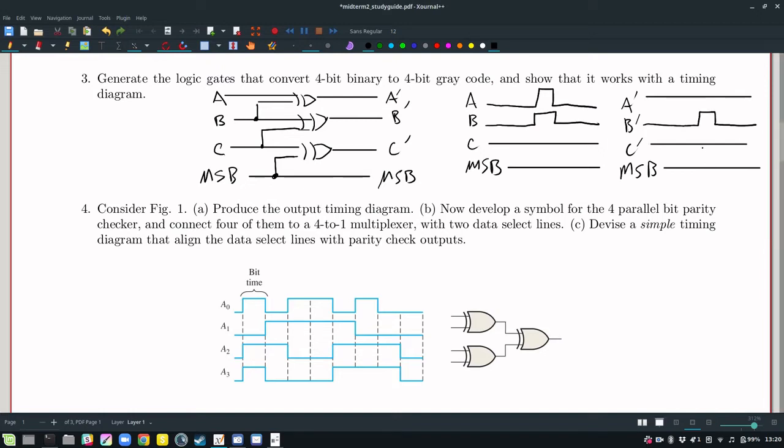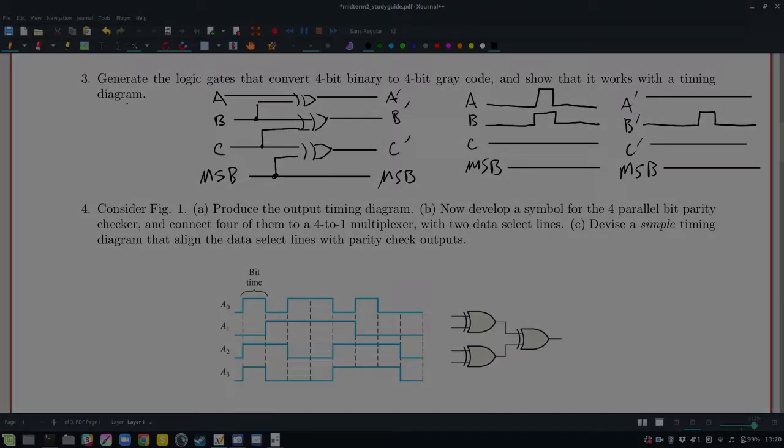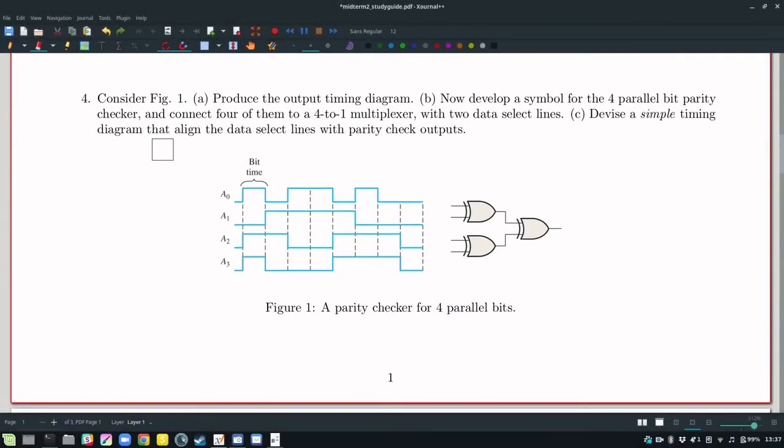So what produces the A prime output? Well, we would have A, but then B would also be high at the same time, and that keeps the XOR gate low there, and so A prime would be low the whole time. So that's how you do the circuit for a gray code conversion. Now we move on to question 4.